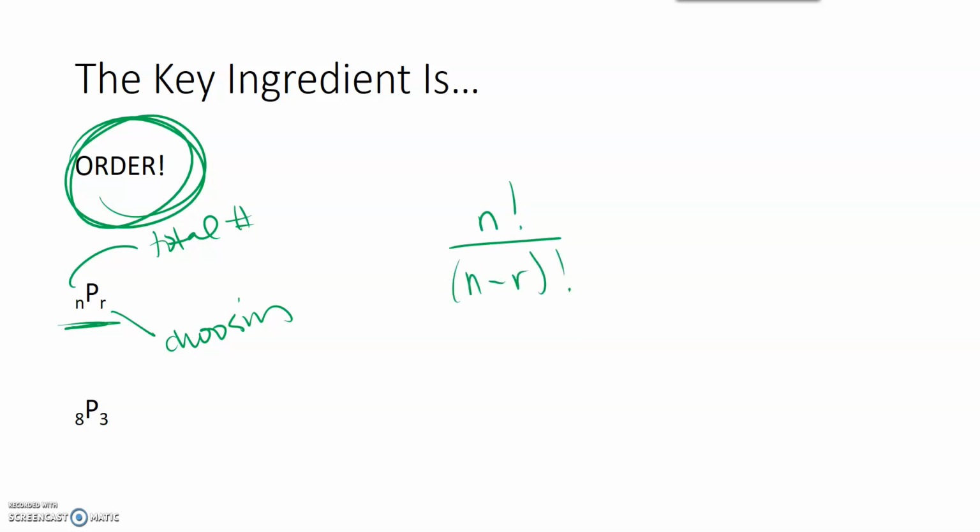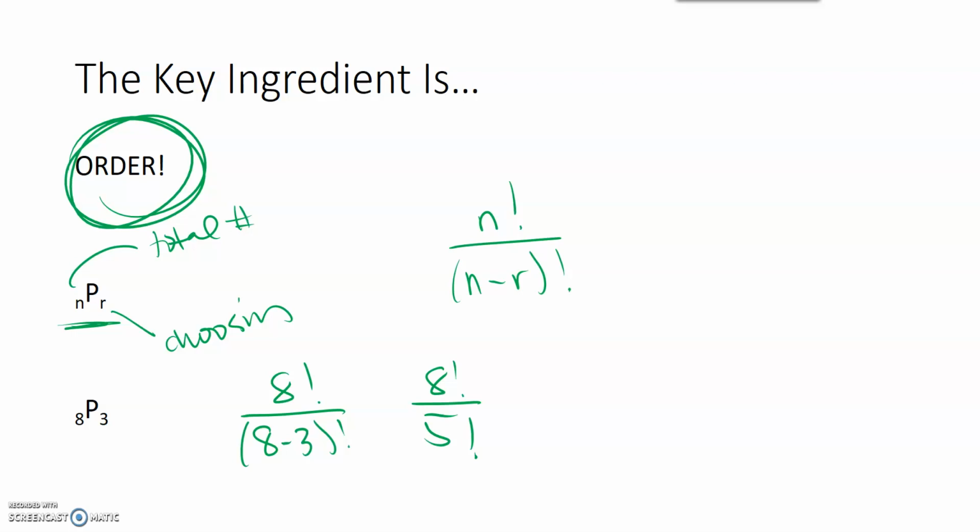Okay, and I've got an example here for us to do, 8P3. So we have 8 things, and we're choosing 3 out of them. So with our formula, it would be 8 factorial over 8 minus 3 factorial, or 8 factorial over 5 factorial. Now we put that in our calculator.